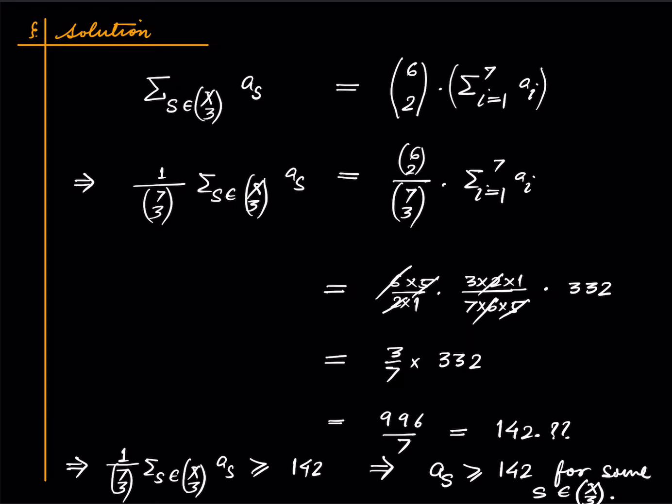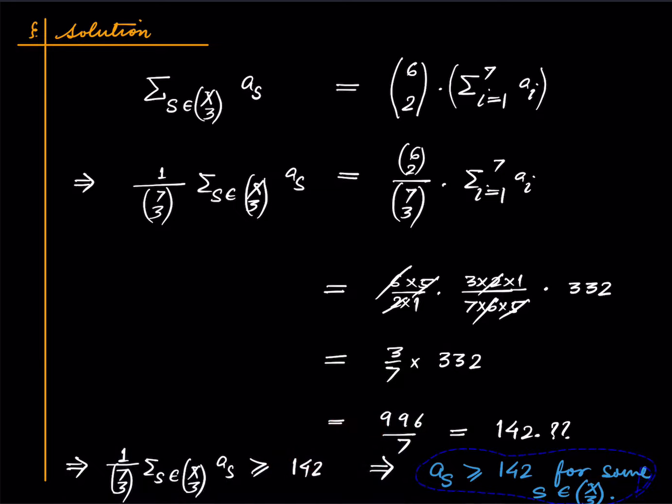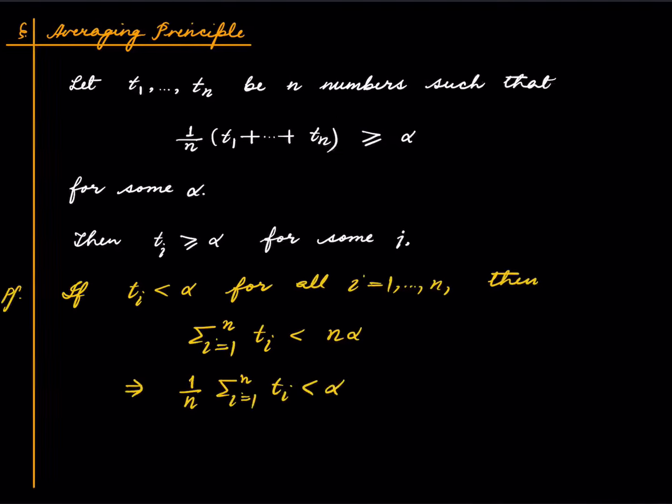Right? Let me put that in a different color. So this is the conclusion. Let me use maybe this color. Okay, so that's exactly what we wanted to do. What is this? This is the sum of the ages of the people in S. So some 3 people have the property that if you sum up the ages of those people, then you get at least 142. So that's what we wanted to prove, and this is it. So that's all.